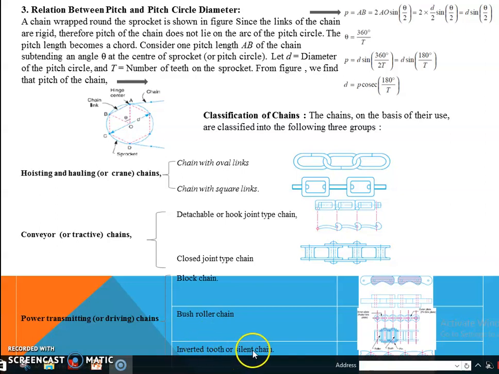Inverted tooth or silent chain. Here, in this case, low lubrication is required and the silent operation of this chain is why it is used. When properly lubricated, this chain gives durable service and runs very smoothly and quietly.